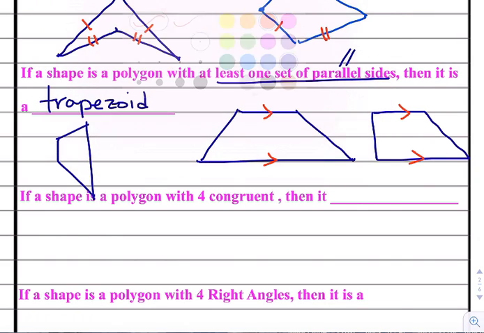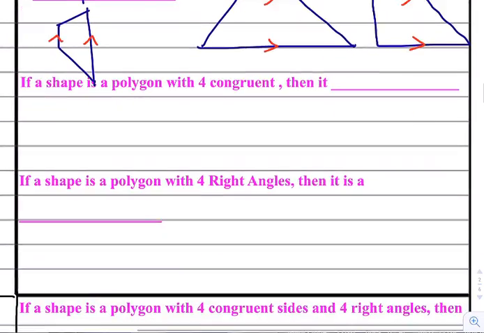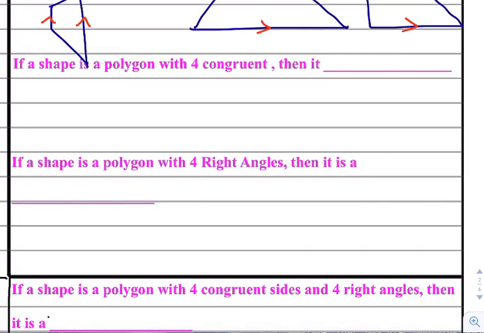Okay, so this would still be parallel, or I'm sorry, trapezoid, excuse me, because we have one set of parallel sides. Okay, oh, it looks like I missed a word here. So if a shape is a polygon with four congruent sides, okay, we can call this guy a rhombus.